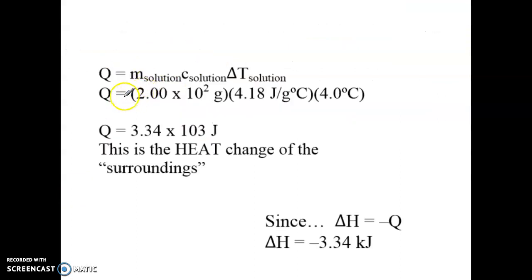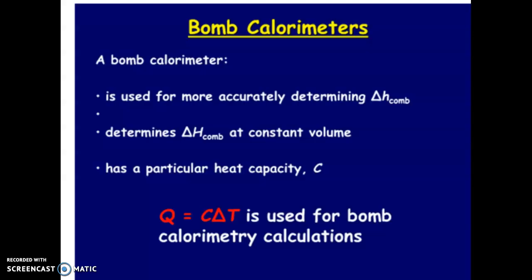Okay, so really what you're doing here is Q is mc delta T. So those are all for the surroundings. And then to figure out the delta H, really it's just delta H is equal to negative Q. Keeping in mind that it should be typically in the units of kilojoules. So just be mindful if it's asking for enthalpy or if it's asking for molar enthalpy.